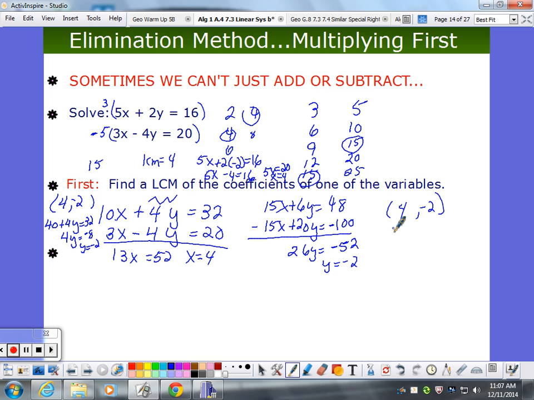So you can go either way. Either make the x's be opposites or the y's be opposites. It doesn't matter which way you go. Look for what you think is going to be easier. Okay, so we're just eliminating it.